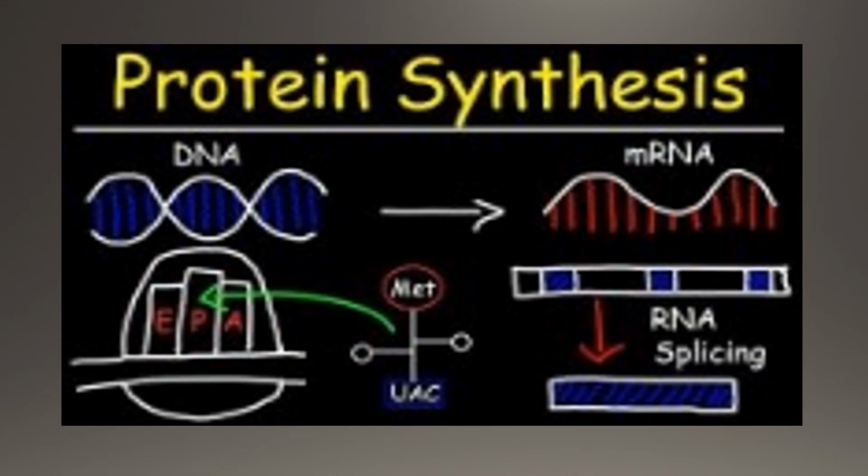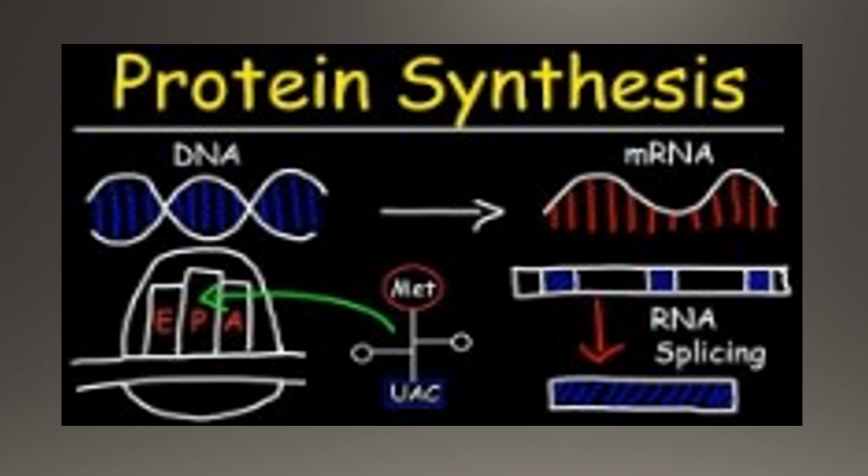In this video, we're going to talk about transcription and translation. And here is just a basic overview of these two processes. Transcription is the process by which DNA gets converted into mRNA, also known as messenger RNA. And translation is the process of converting the information stored in messenger RNA and using it to build protein.